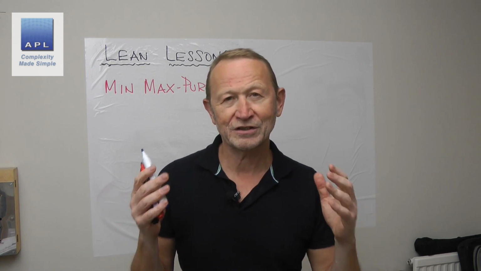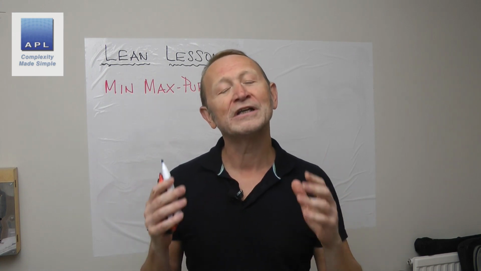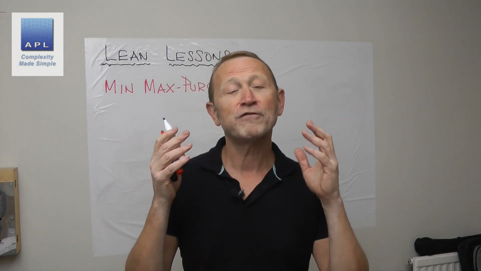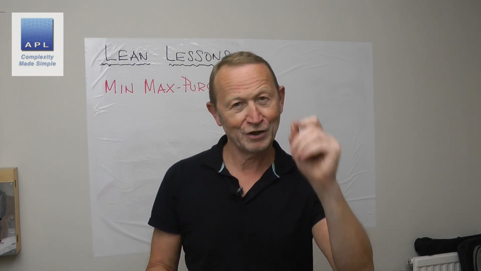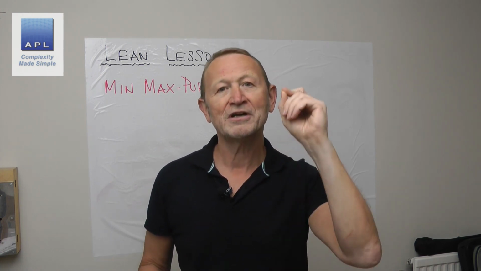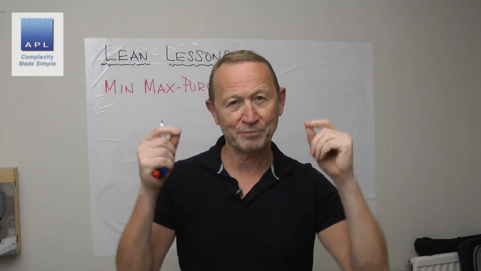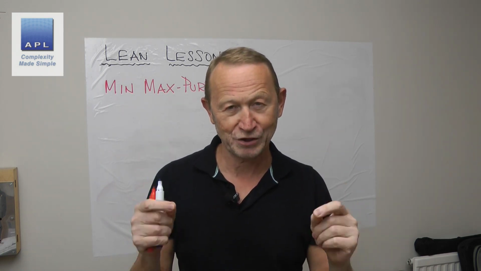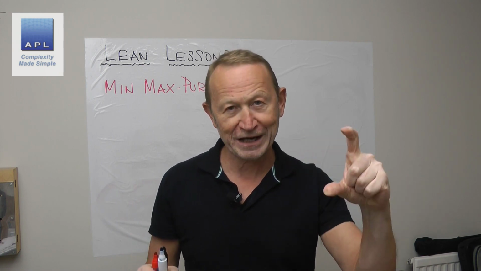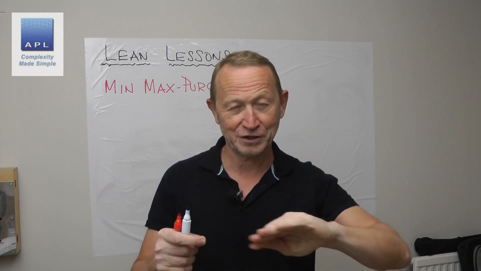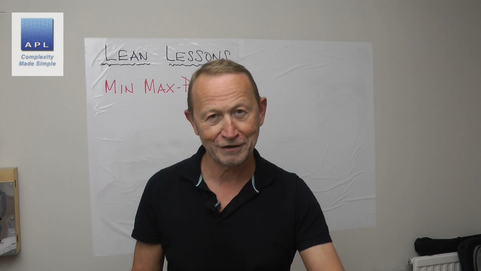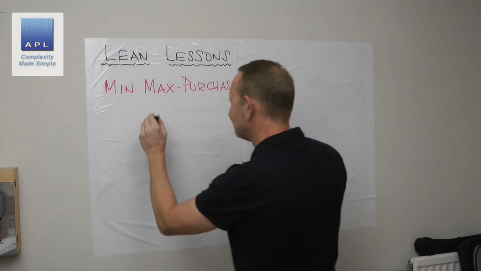Welcome to the latest Lean lesson, Lean lesson 3, and what we're going to talk about is the min-max system for the purchasing department. Again, what we are talking about in these Lean lessons is standard work. So for a particular item, there will always be a standard way to order the item with a fixed quantity. A fixed quantity. When we do standard work, we don't do it sometimes or change it every month. It is fixed.